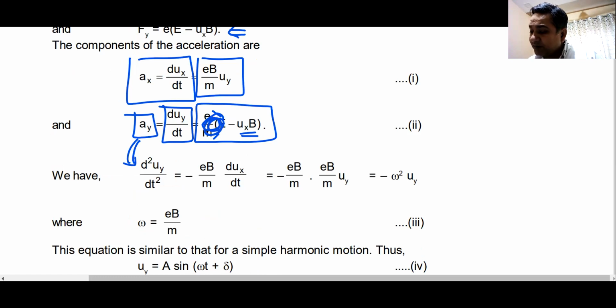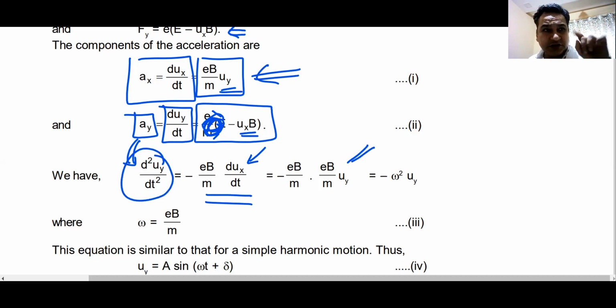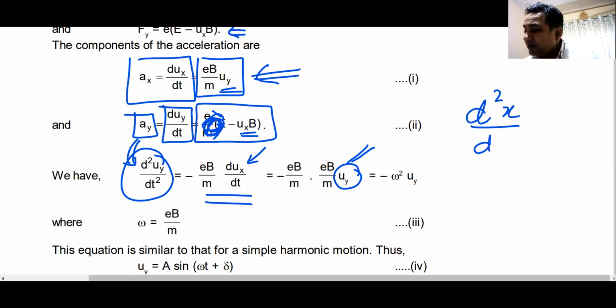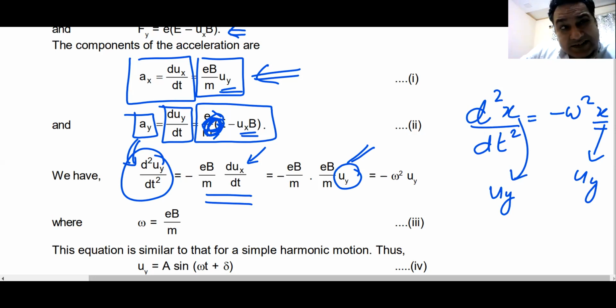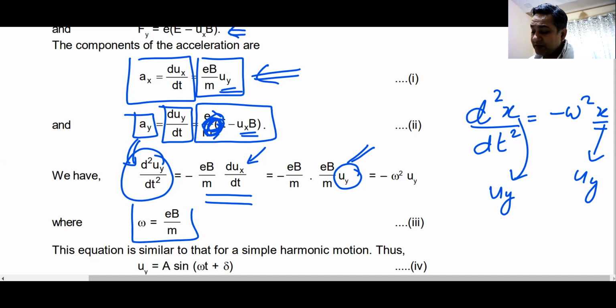This term goes away, and then you have dux by dt. Once you have dux by dt, it becomes ax. You put the value of ax, which will be in terms of uy. So you have d square uy by dt square, and on this side, you have uy. So now this equation comes in the form of d square x by dt square is equal to minus omega square x. Here x is uy, and this is the equation of what? SHM. Omega becomes eB by m.